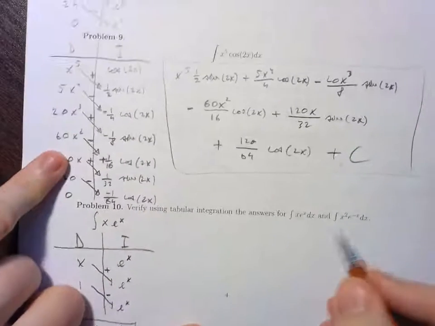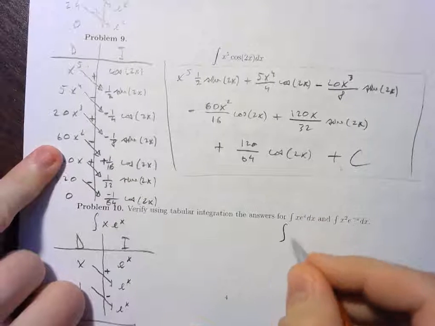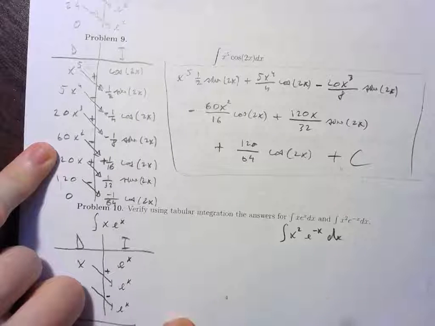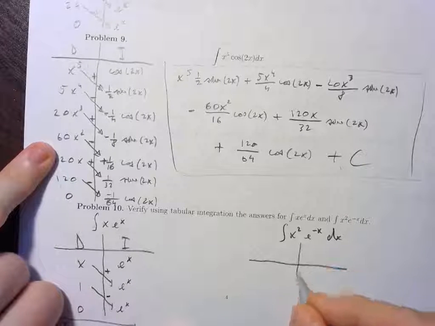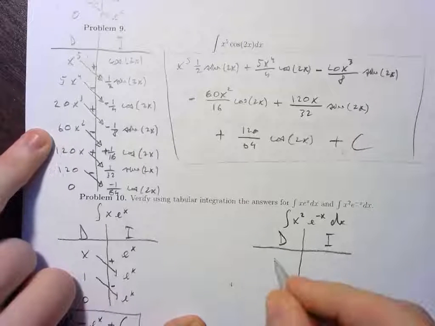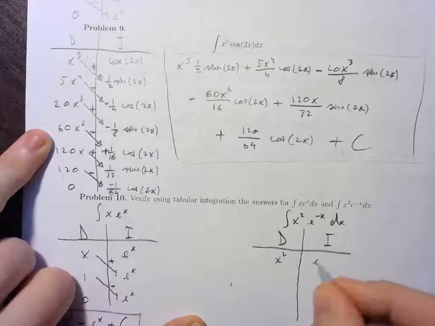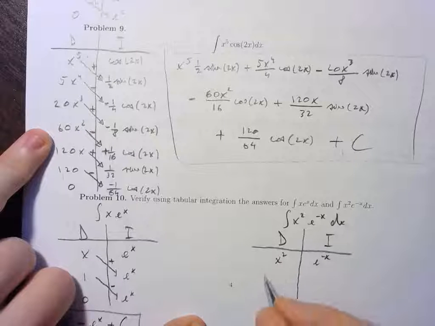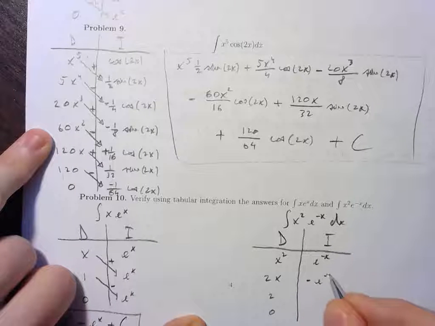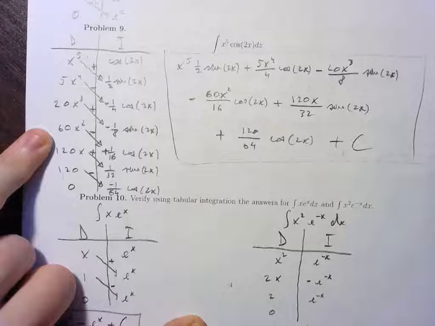Let's check the second one, right? So I have integral of x squared e to the minus x with respect to x. I draw the table. Here's the function that I differentiate. Here's the function that I integrate. I start with x squared e to the minus x. Take derivative 2x, 2, and finally 0. That's where we stop. Integral negative e to the negative x. Integral again, now it's positive e to the negative x. And integral again makes it negative.